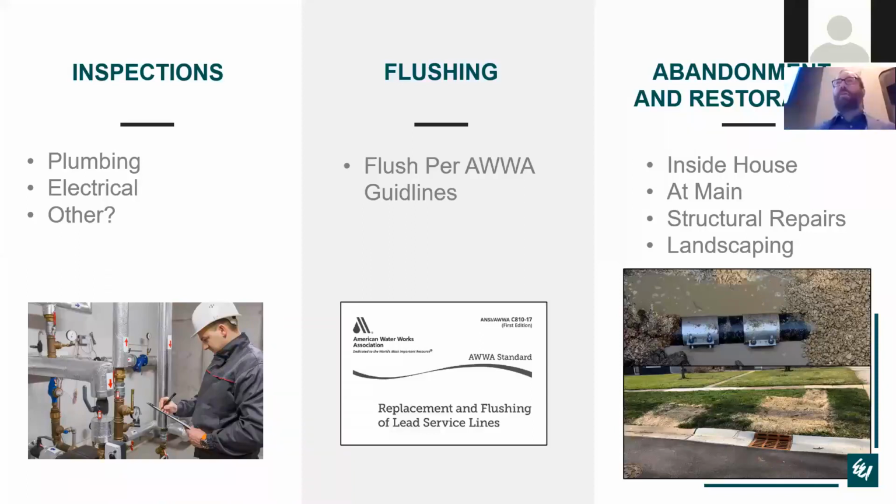And then abandonment and restoration. Inside the house, you're going to abandon the lead service as much of it's left by either cutting it at the wall or underneath the foundation if it's a slab. But also at the main, you need to remove the corp stop. And this can be done pretty simply. Just put a repair sleeve over where the existing corp stop was if you're not replacing the main.